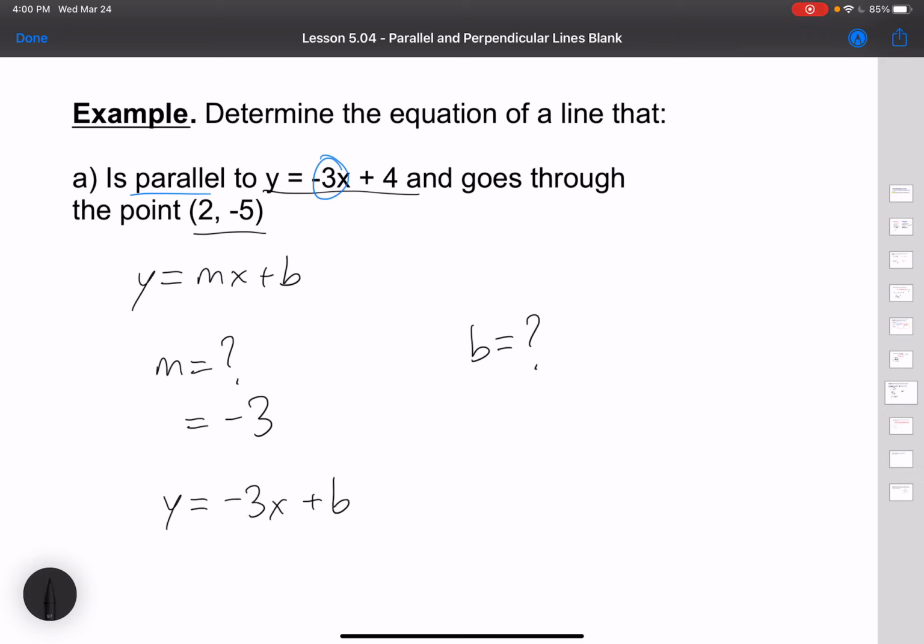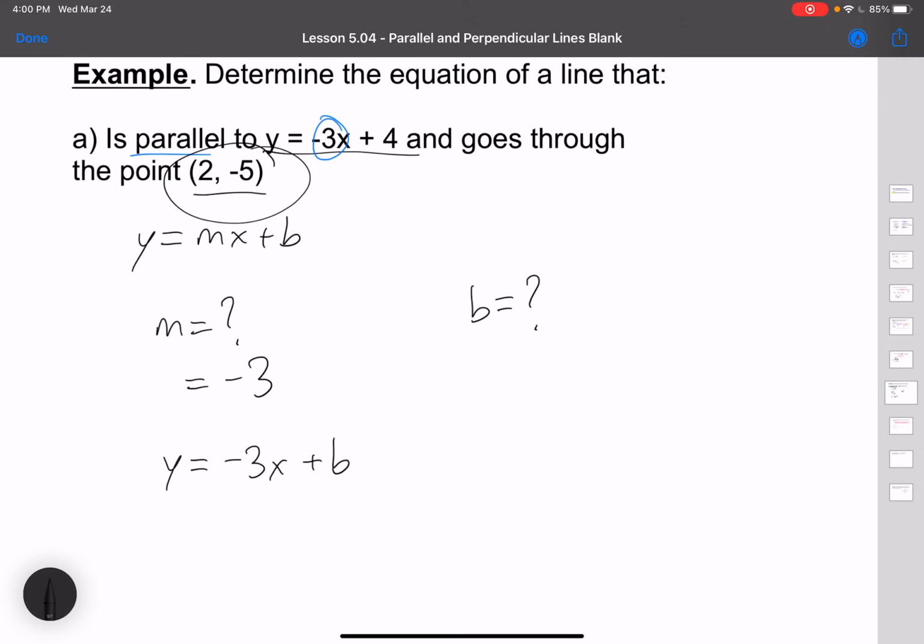So now how do we figure out b? Well, we can substitute the point that we're given into the equation. And why is that going to work? Let's see. Where you have 2, substitute that in for x. So substitute 2, negative 5 into the equation.